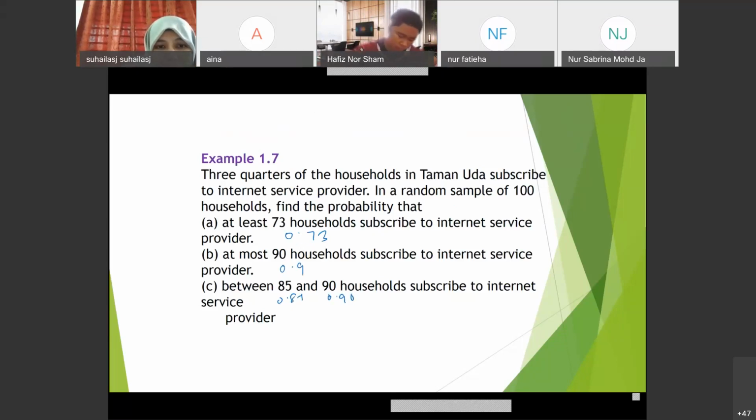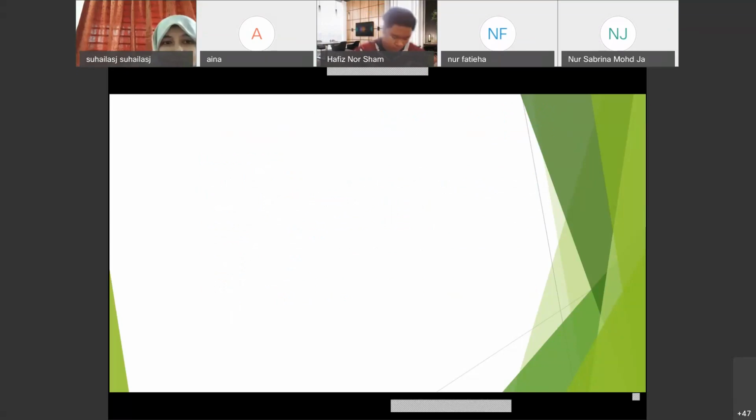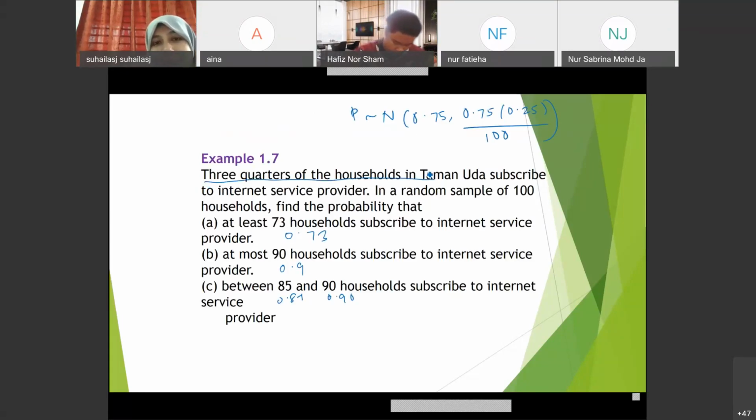So the same thing. Now you write the question. You write your P. P is normally distributed with mean your pi, which is 3/4, so 0.75, and variance pi times 1 minus pi, 0.75 times 0.25, divided by your n, which is 100. What is given in the question, 3/4, is your population proportion, your pi. What we want to find is the probability that your sample proportion P is greater than what? So P is normally distributed with mean pi and variance pi(1 minus pi) over n.